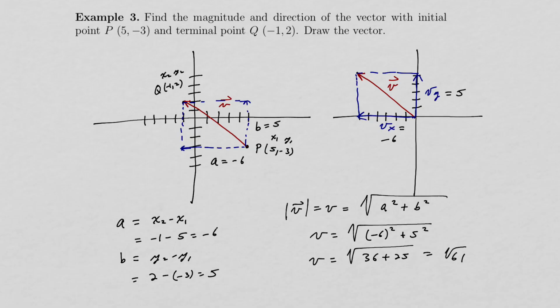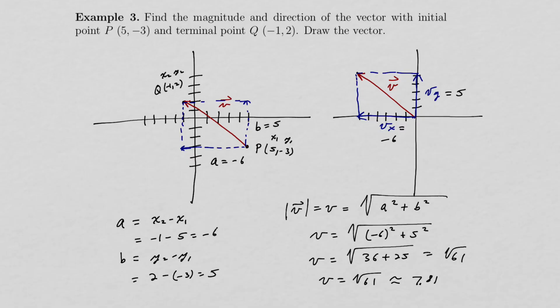Okay, and again, that would be an exact answer, but then you could approximate it by plugging into a calculator and getting a decimal value, and it's around 7.81. So that's the length of V. Whether it's drawn there or there, it's the same length, whether you draw it as a position vector or just the original vector.